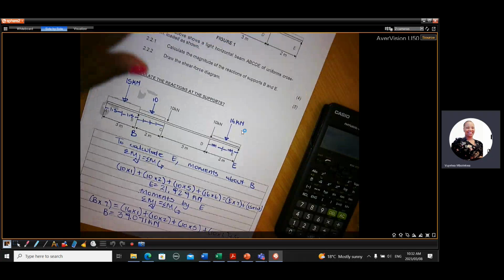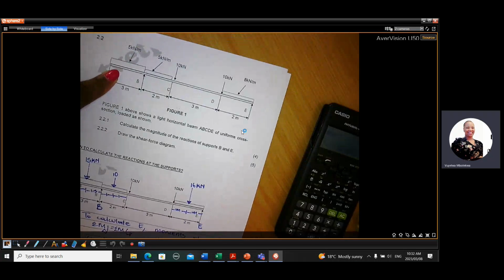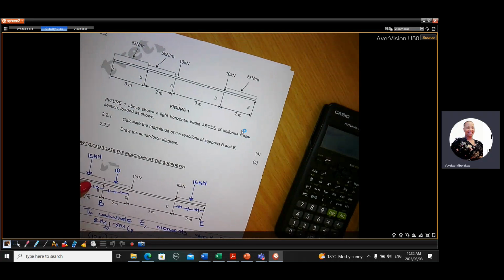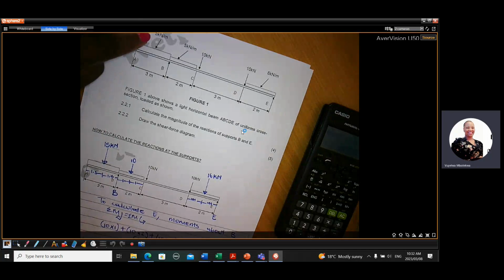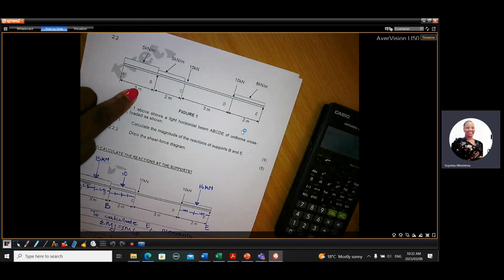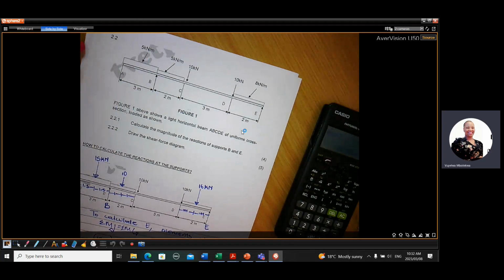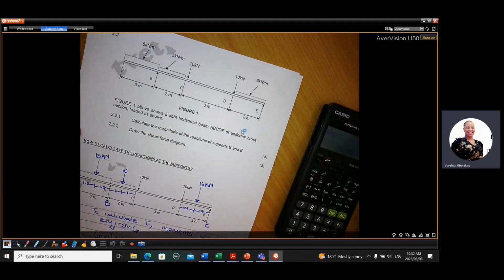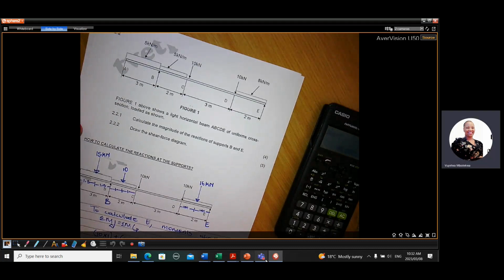So the key thing is, if they give you uniformly distributed loads, you change them to point loads. How do you do that? Take the magnitude of the UDL, multiply it by the distance it covers, place it at the center of that specific UDL. Yes, and that's all.